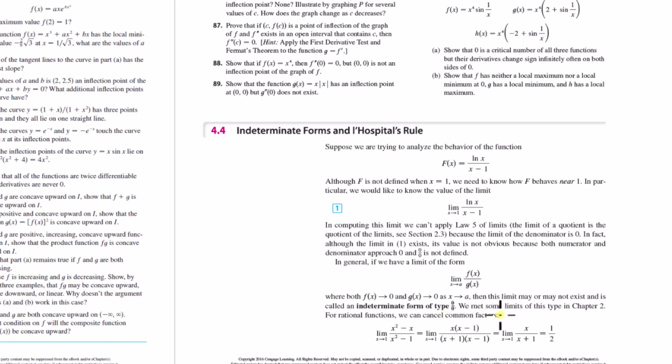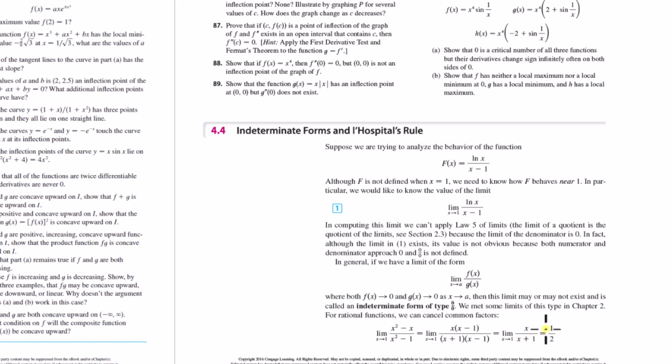Now it says we met some limits of this type in chapter 2. For rational functions, we can cancel common factors. Look here at this limit. If you plug in 1, you get 0 in the numerator and 0 in the denominator. But when we came across these types in chapter 2, we could simplify it. Cancel out these x minus 1s, and you get x over x plus 1. Plug in 1, 1/2. Done.